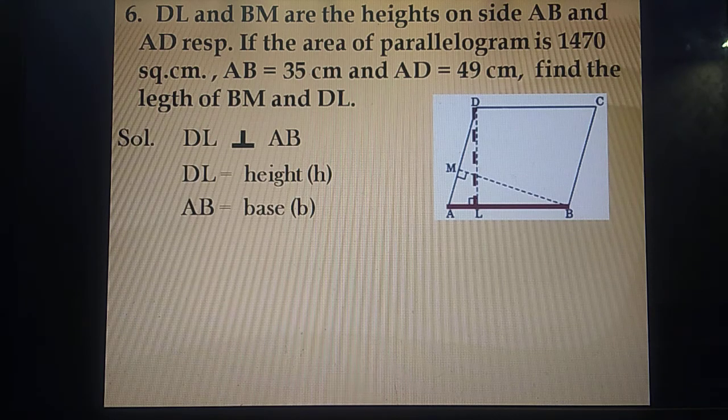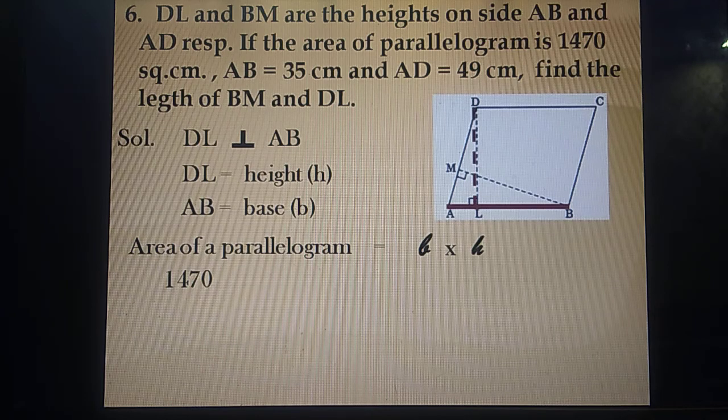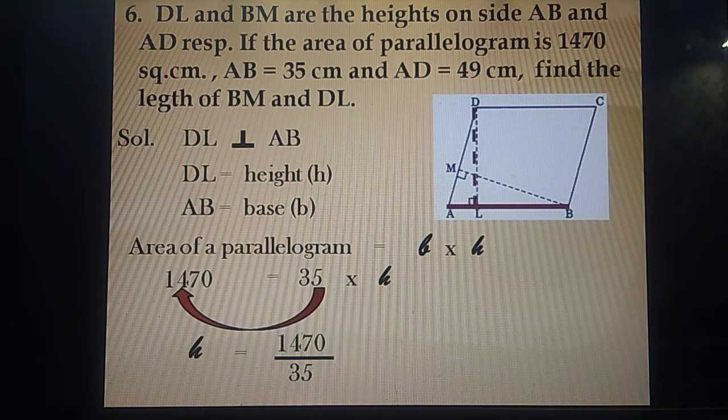Again, using the area value, we can find the missing one. Area is 1470. Here, base is 35. Height you have to find. Shift 35 to get the value of h as 1470 upon 35, which results as 42. So here DL is 42 centimeter.